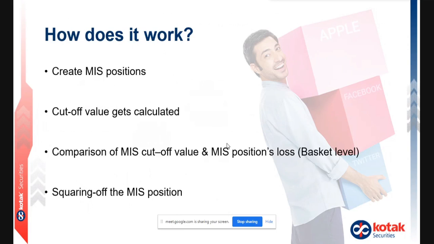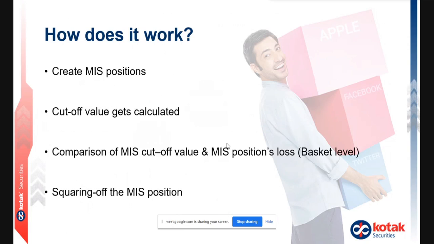Or you can even square off the positions by putting a sell order on the upside, or you place a stop loss on the downside, which is set before the cutoff value. That is how squaring off will work when it comes to MIS. I just gave you an example of one particular script. Now it may happen that you create MIS positions in different scripts, say 4 or 5 different scripts.